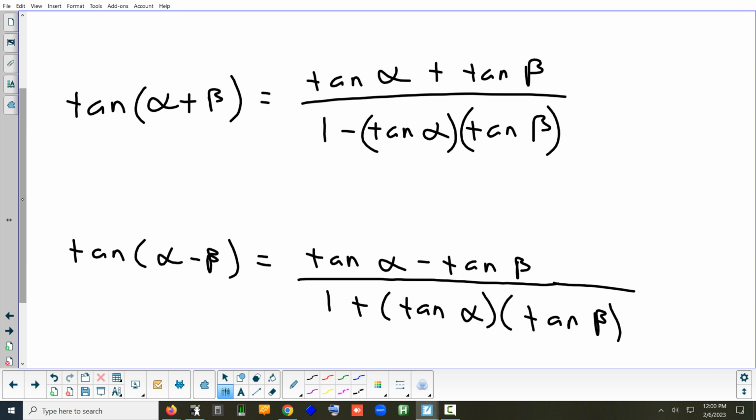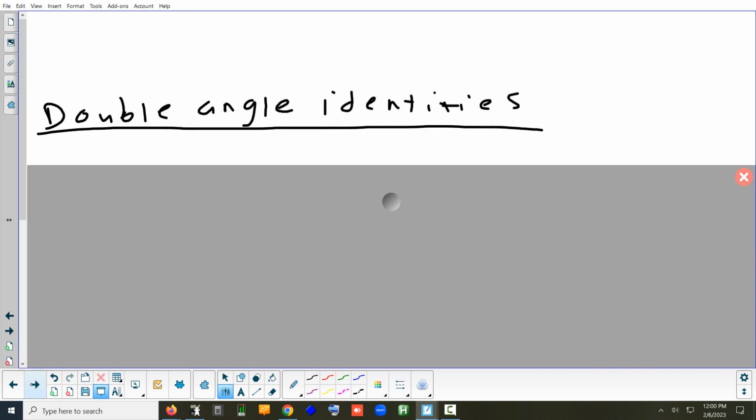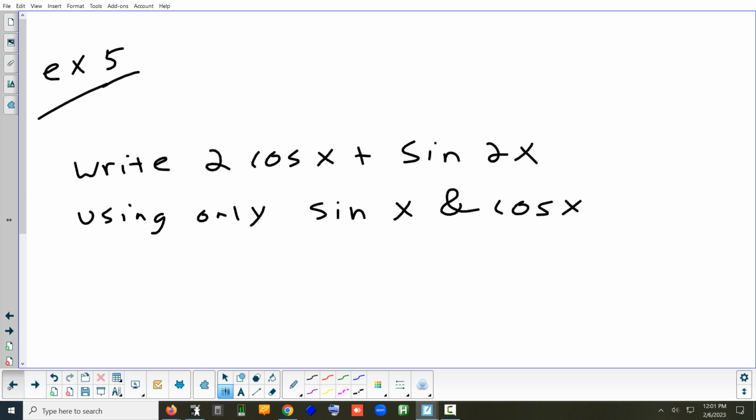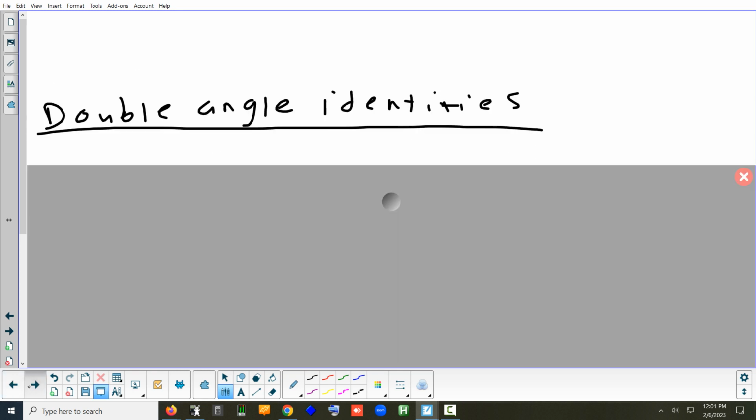Okay, so those are what we call sum and difference. Tomorrow we'll pick up with the tangent sum and difference. We'll look a little bit more at it. And then the last two groups of identities we're going to look at are what we call double angle, and there's half angle, but I might have taken those out. So double angle, we'll focus on those, and then we'll finish up with half angle.